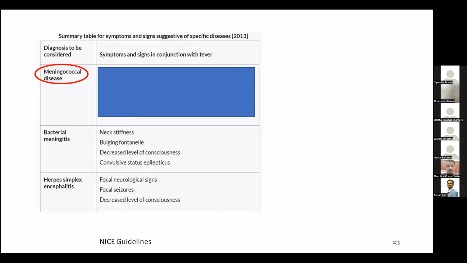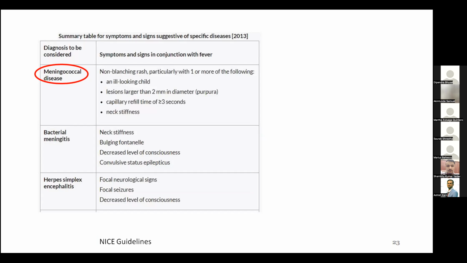Vomiting. Some kind of stupor. Probably the child is listless most of the time. Fever, cough. Okay, basically, I have just highlighted some of the things. So non-blanching rash, particularly with one or more of the following: ill-looking child, lesion larger than 2 mm in diameter, purpura, capillary refill time more than 3 seconds, and neck stiffness. These are some important things we have to consider.